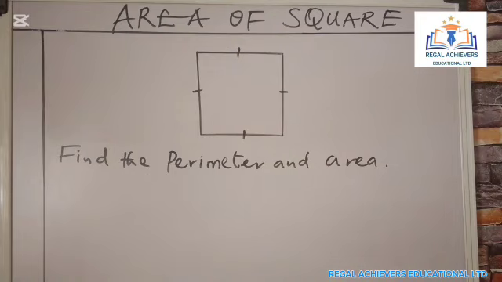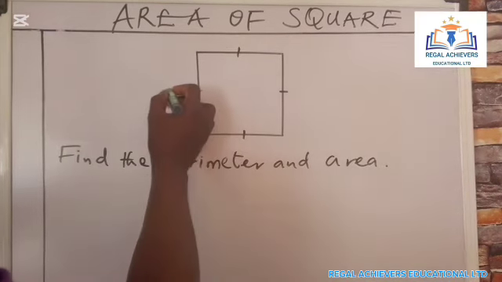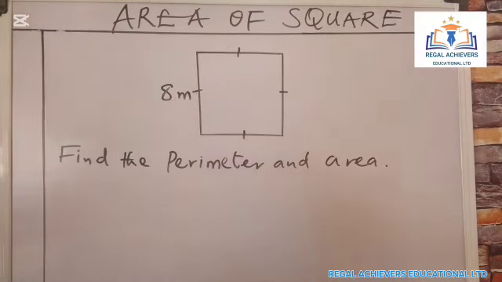The question is, we have a square with a side of 8 meters. One side of the square is 8 meters. You have to calculate, find the perimeter and the area of the shape.